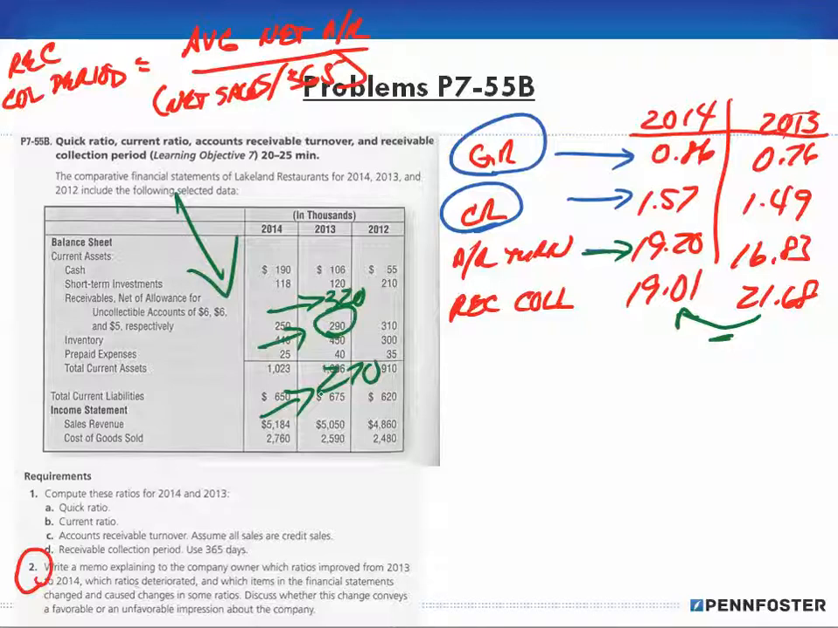This conveys a favorable impression about the company, as it indicates that the business appears to have a better ability at collecting cash from credit customers, which is true because you're taking less time here to collect your receivables than you were before. So you're being proactive. Whether that's through credit policy, when you're deciding who you're going to extend credit to, or due to your efforts in collecting your receivables.